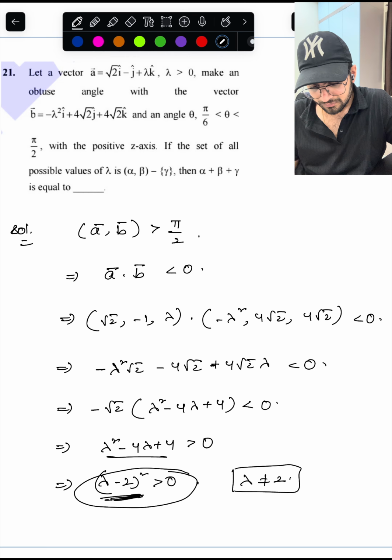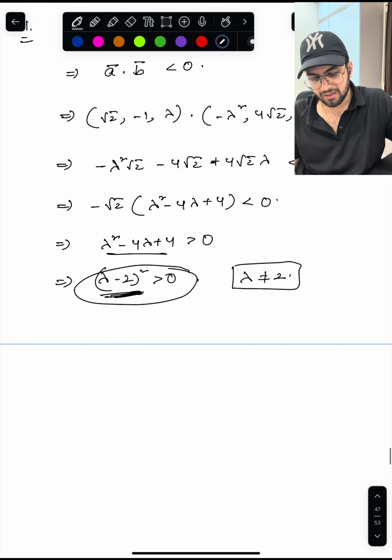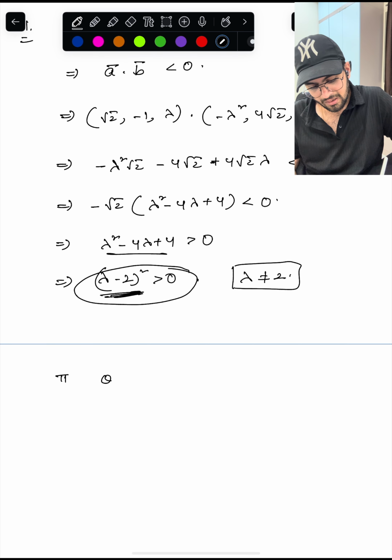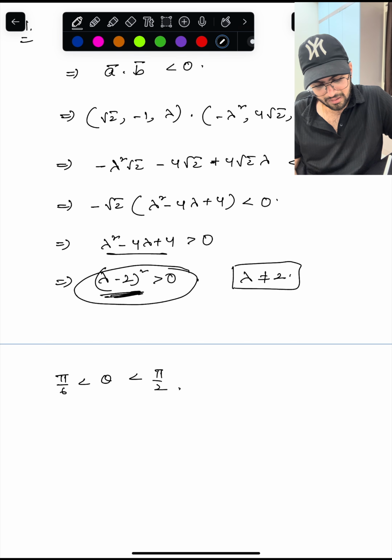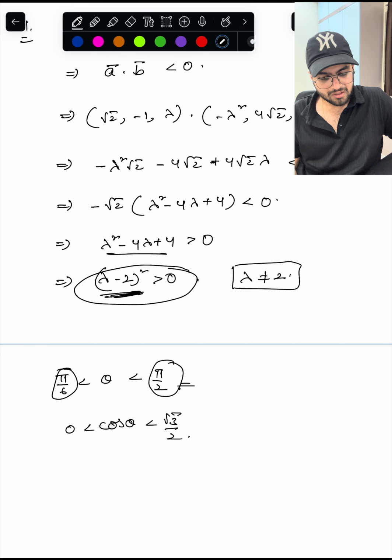So now, that is the first data we got. Second data is, it is making an angle theta. A bar is making an angle theta and theta is between pi by 6 to pi by 2. So as theta is between pi by 6 to pi by 2, can I say cos theta is between, so cos theta is decreasing function, right? So cos theta means the least value will occur at pi by 2, which is 0. Maximum value will occur at pi by 6, which is root 3 by 2. Cos theta is between 0 to root 3 by 2.